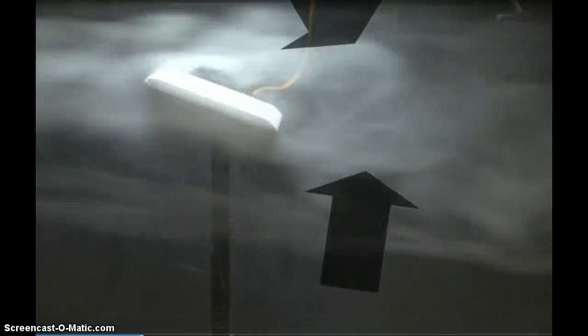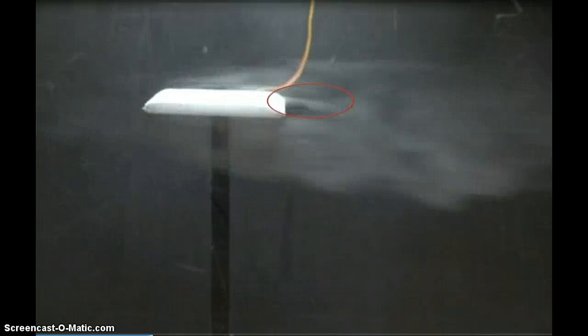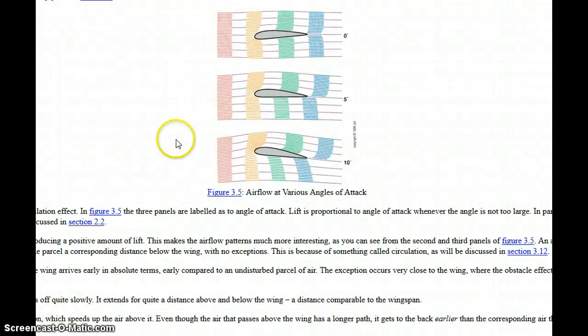As you can see here, the angle of attack continues to increase, and the turbulence behind the wing is crazy. As we can see here, what's labeled as figure 3.5 is giving us three different angles of attack of three different airfoils in the same airflow.